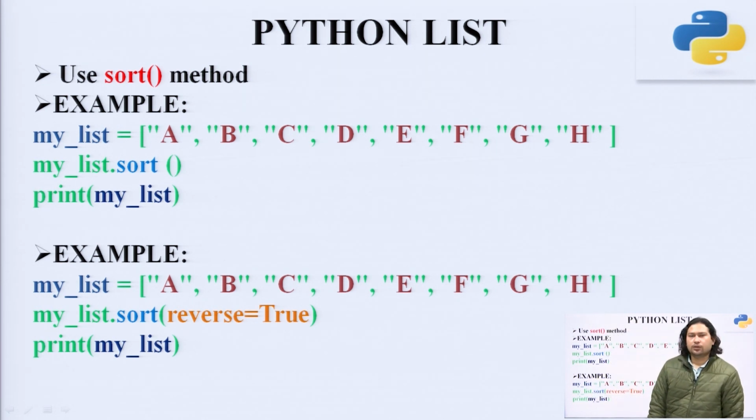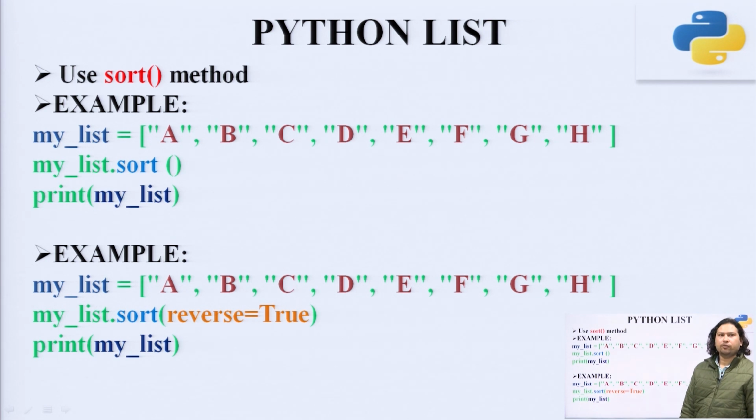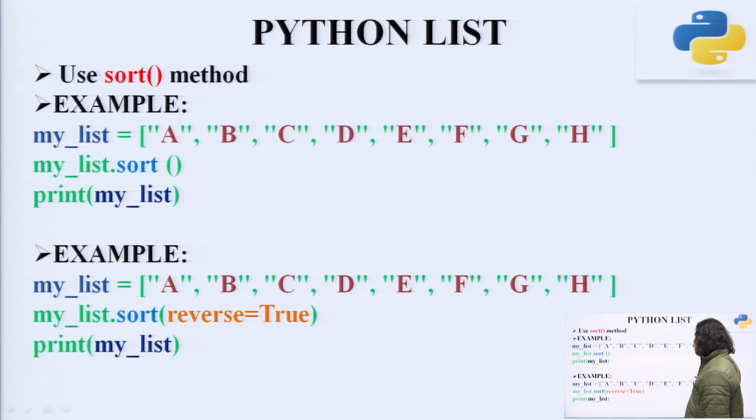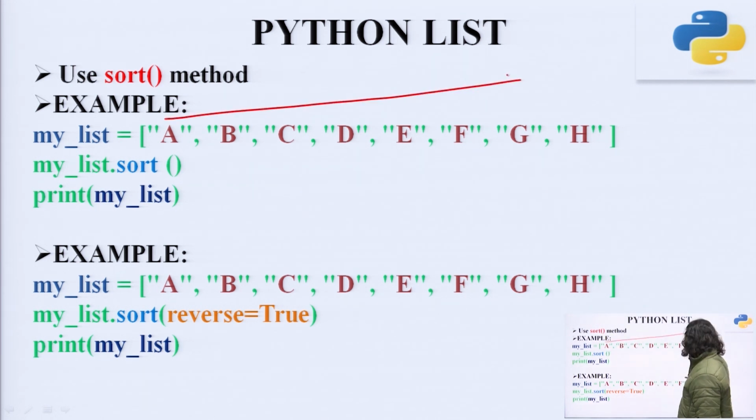Next, in order to sort the data in the list data type, again we have a method known as the sort method, and in this method we are just using the list. You can see A B C D E F G H is already sorted in ascending order. So, when you use sort, it will reflect the same. That means the data is arranged in ascending order.